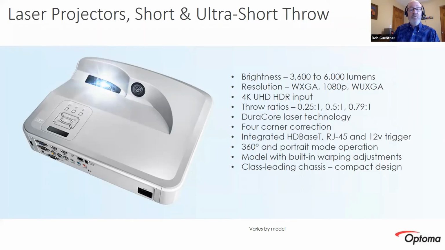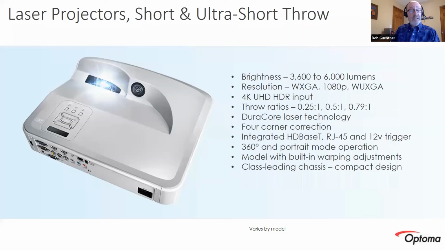The other ultra short throw models have a throw ratio of 0.25 to 1, and the short throw models have throw ratios of 0.5 and 0.79 to 1. As previously discussed, these models feature DuraCore laser technology and 4-corner geometry correction. Many of these models also have HD-Base-T, RJ45, and 12-volt screen trigger inputs and support 360-degree and portrait display.